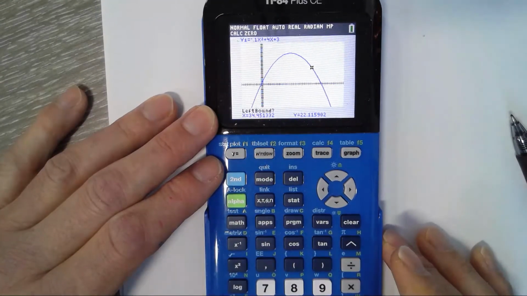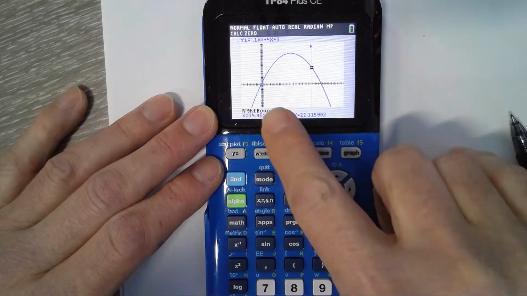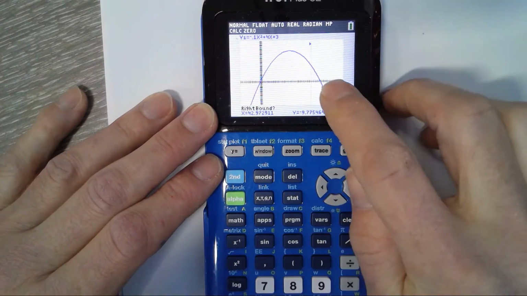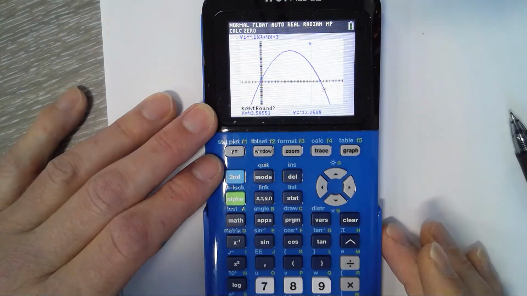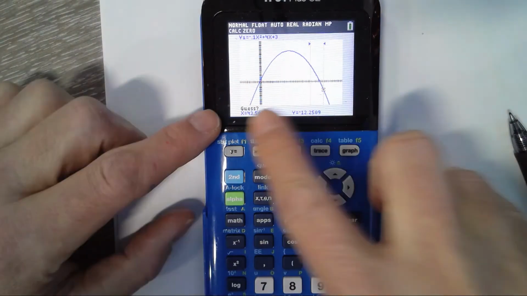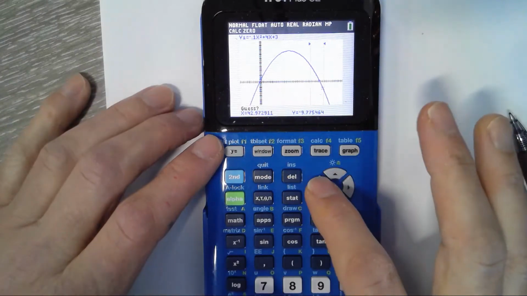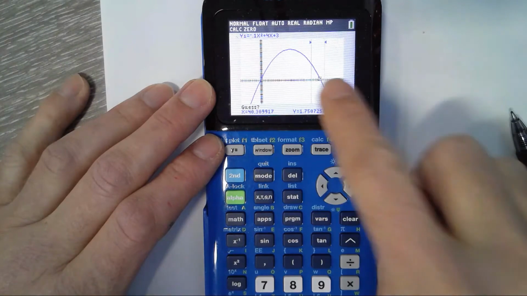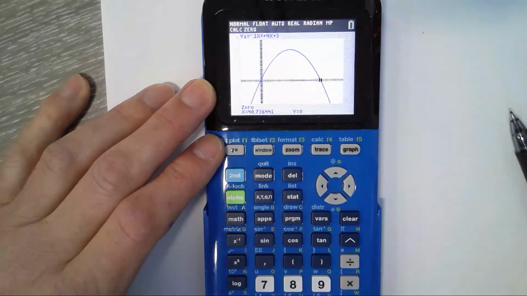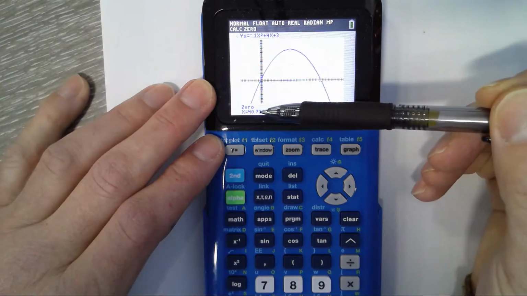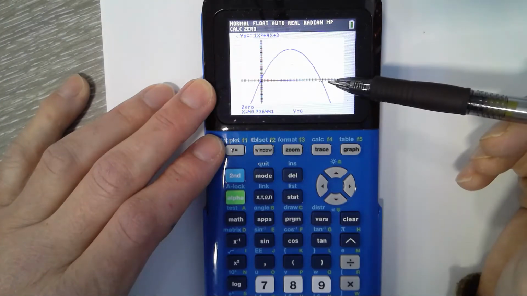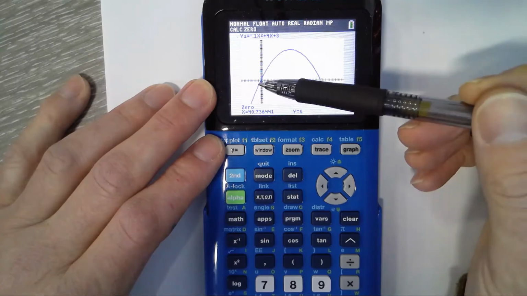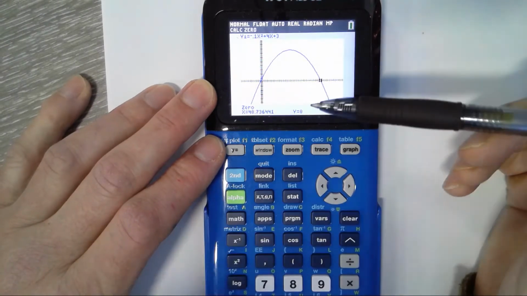Once I get it on the left side, it says right bound, so I'm going to go to the right. As long as it's on the right side of that x-intercept, hit enter, and now it says guess. We're going to go back to the left and put it where we think the x-intercept, our answer, is. I'll put it right there, hit enter, and it'll tell us our exact answer, 40.736. So that's your x-intercept, 40.736.